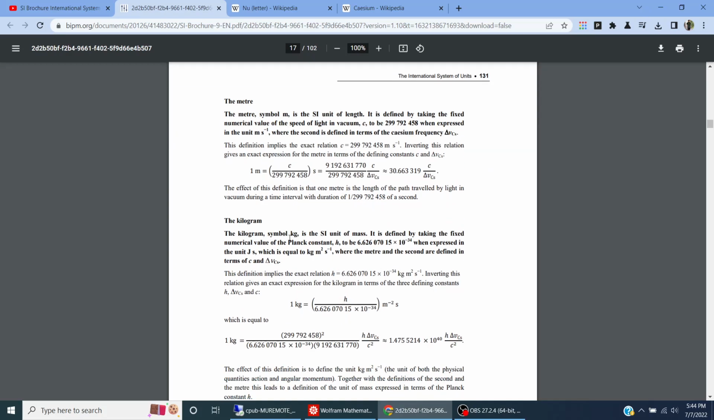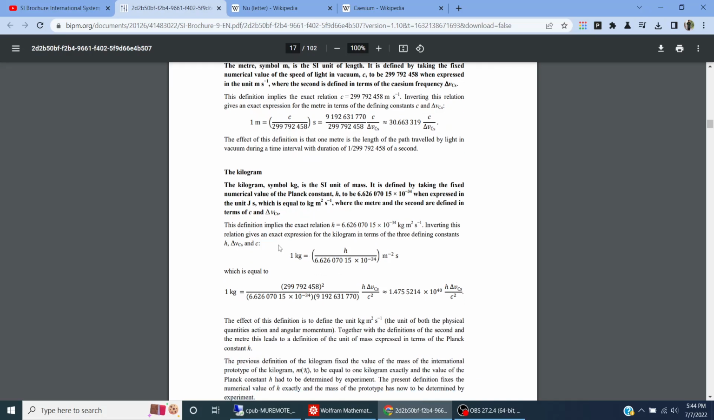The kilogram, symbol kg, is the SI unit of mass. It is defined by taking the fixed numerical value of the Planck constant h to be 6.62607015 times 10^-34 when expressed in the unit joule seconds, which is equal to kilogram meters squared per second, where the meter and the second are defined in terms of c and delta nu Cs, the cesium frequency. This definition implies the exact relation h equals 6.62607015 times 10^-34 kilogram meters squared per second.